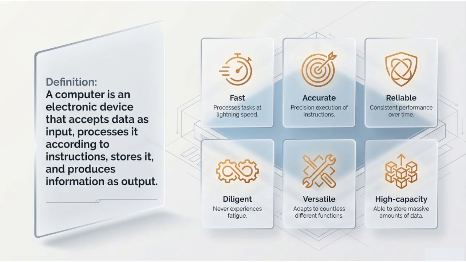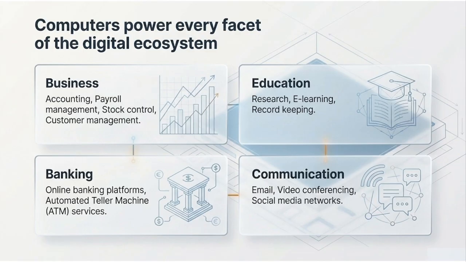Computers are also accurate because they produce precise results timely. Computers are reliable because they perform consistently over time. Computers are diligent simply because they do not get tired like us human beings. Computers are versatile because they can perform many tasks at a go. Computers have high capacity because they can store large amounts of data. This makes computers very powerful tools in modern society.